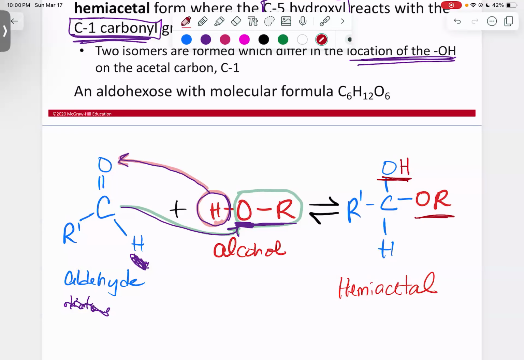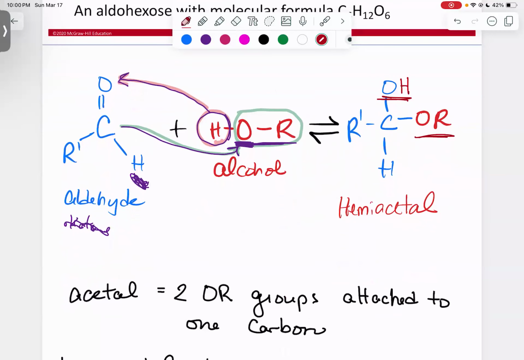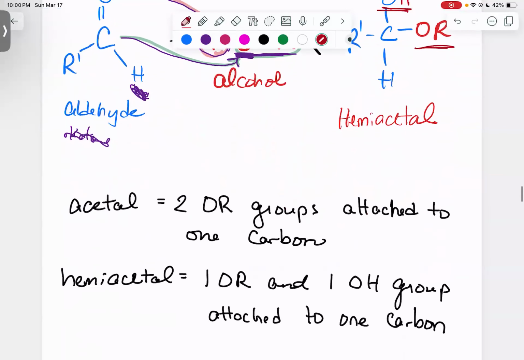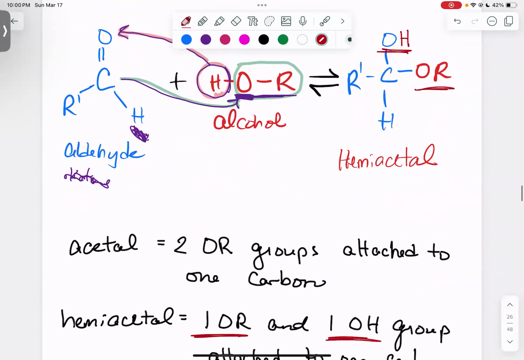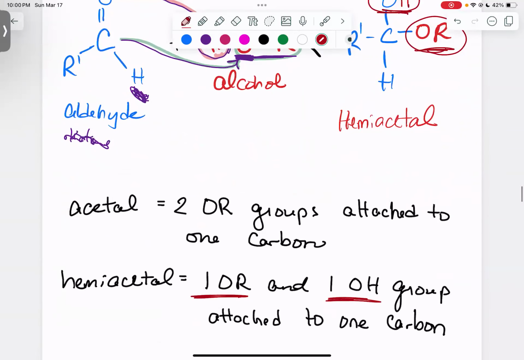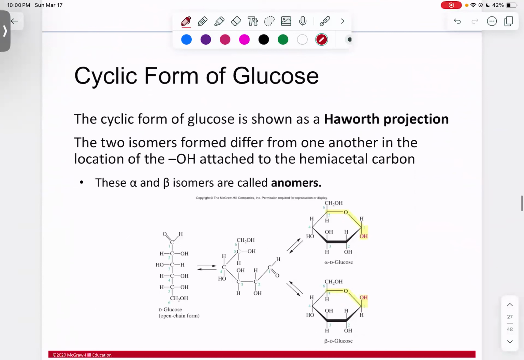Okay, so make sure you fix that in the little handout that I gave you. So remember your definitions. If you're a hemiacetal, you have one OR group and one OH group. And that's what we have, one OR group and one OH group. If you were a full acetal, you would have those two OR groups. But that's not what we have. We have a hemiacetal.